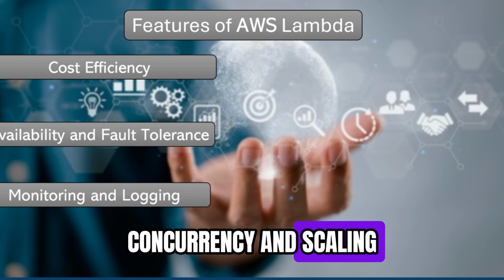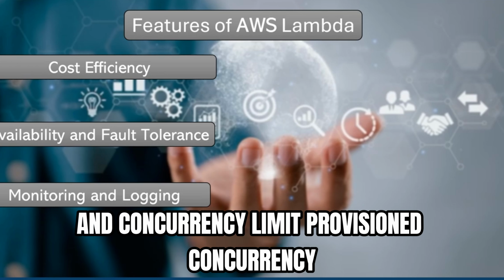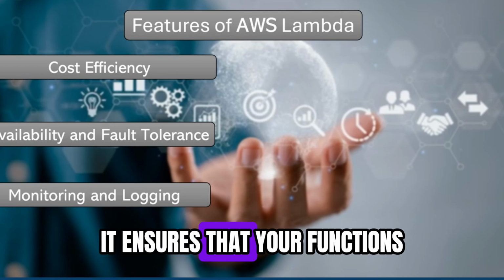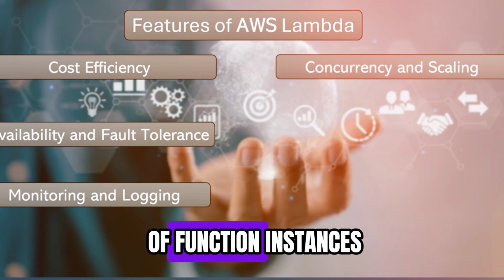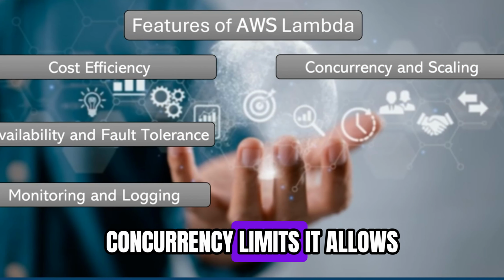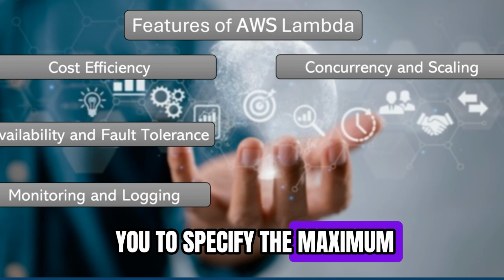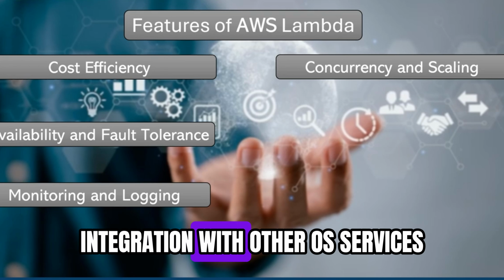Concurrency and scaling. It consists of provisioned concurrency and concurrency limits. Provisioned concurrency. It ensures that your functions can handle bursts of traffic by keeping a specified number of function instances initialized and ready to respond. Concurrency limits. It allows you to specify the maximum number of concurrent instances to prevent overload. Integration with other AWS services.